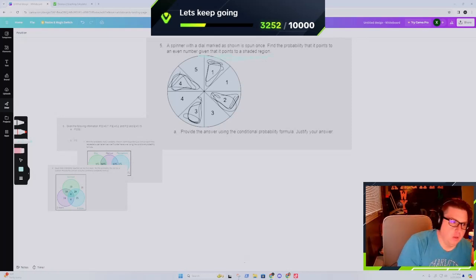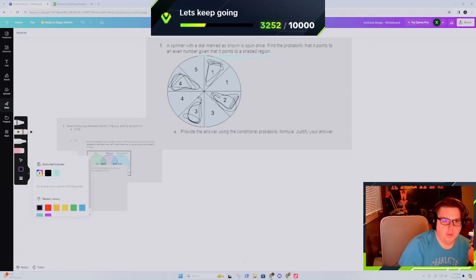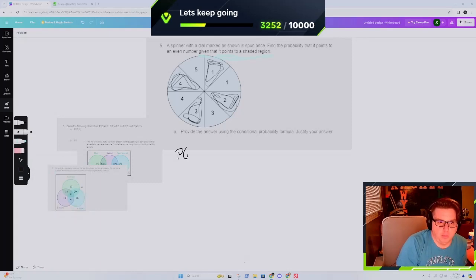So, once again, we have some stuff going on here. Come on, pick the pen, please. Actually, let's do a marker. I don't like the marker. Maybe that would be bigger. So the probability of A given B equals the number of A and B's over the number of our conditions, B. So A and B equals even and shaded, okay? And then our B's are only talking about shaded.